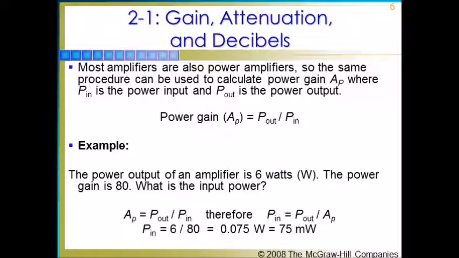We are given the formula A sub P is equal to output power over input power. Therefore, the input power is equivalent to output power over power gain. By substituting the given values and using simple algebra, we can find the input power, which is equivalent to 75 milliwatts.